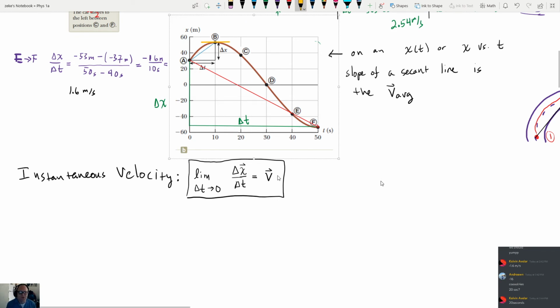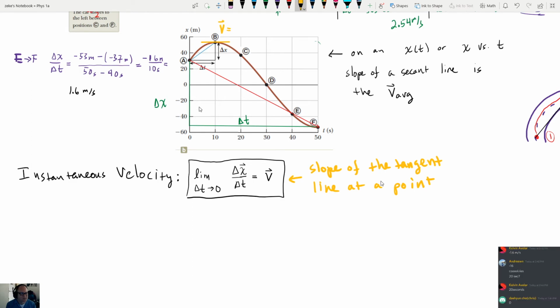So the other thing you can use for instantaneous velocity is you can just say that it's the slope of the tangent line at the point. And this thing, the slope of the tangent line to a curve, what would this slope up here be? I picked B because it feels like it's pretty easy to see. It's 0, right? Does that make sense?